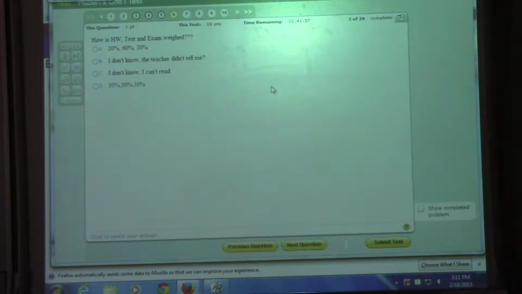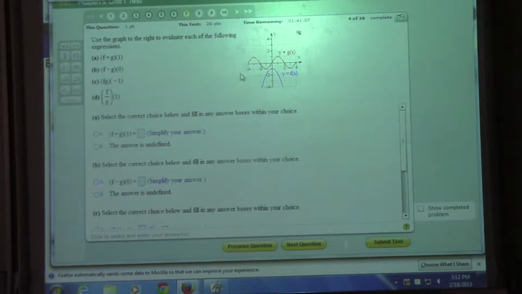So how is homework, test, and exam weighed in Hubert's course? This is the number one missed question on my easy questions. Why do people miss this one? Which one do you think they picked? The D. Why is D wrong? Because it only adds up to 90. Yep. Ms. Evans, people get it wrong? Yes, they get it wrong. That's a good question. No, I'm just, she's been in my class before.